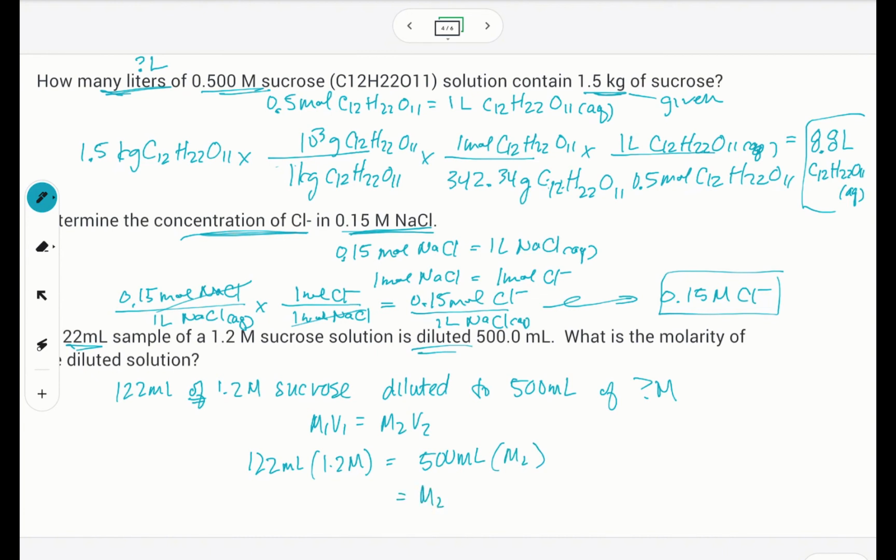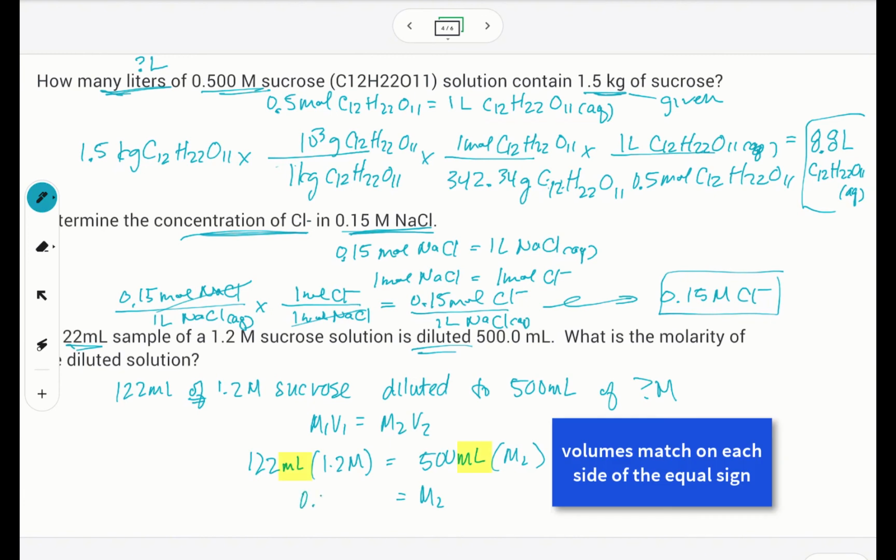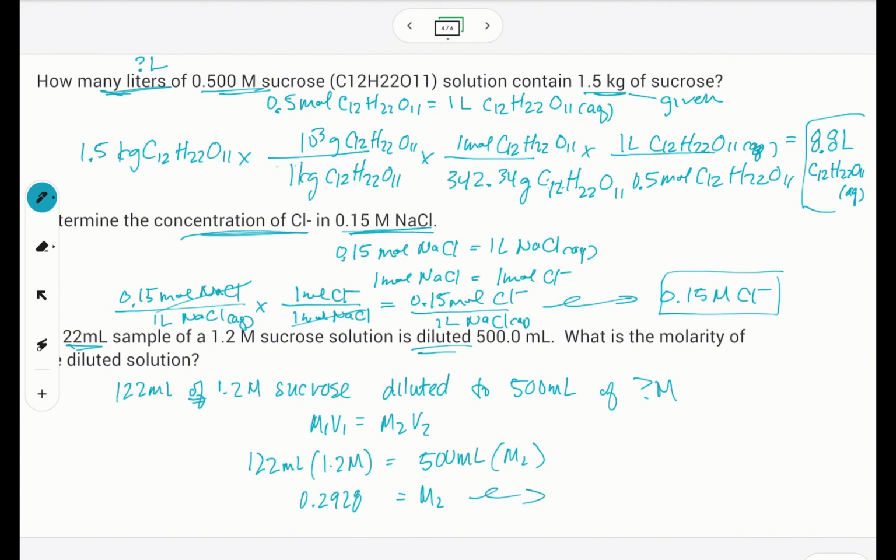Now, do be mindful here, the molarities and the volumes simply need to match across the equal sign. So we could have liters and liters or mils and mils, right? And that would be fine. We could have molar and molar or millimolar and millimolar, and that would be okay also. All right, now we have a final answer, which we're going to round to the correct number of significant figures, which is 0.29 molar sucrose, courtesy of that 1.2 molar being only 2 sig figs.